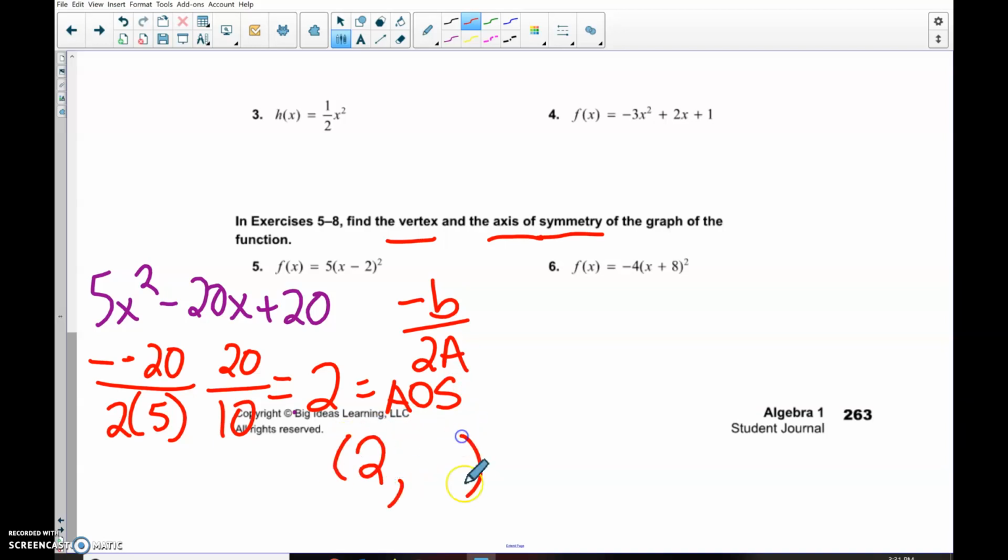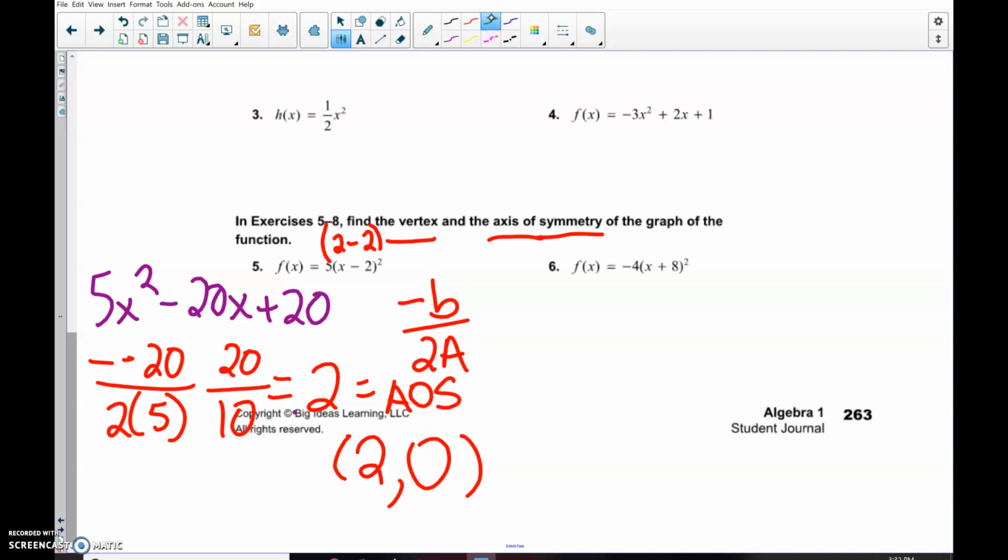Okay, one nice thing about this lesson is it's a lot easier to find what the y is. You just plug the x in right up here. So instead of plugging in x here and doing 2 squared times 5, 20 times 2, you can just plug in the 2 here. So 2 minus 2 is 0. 0 squared is 0. 5 times 0 is 0. So you can figure out that your vertex is at 2 and 0.